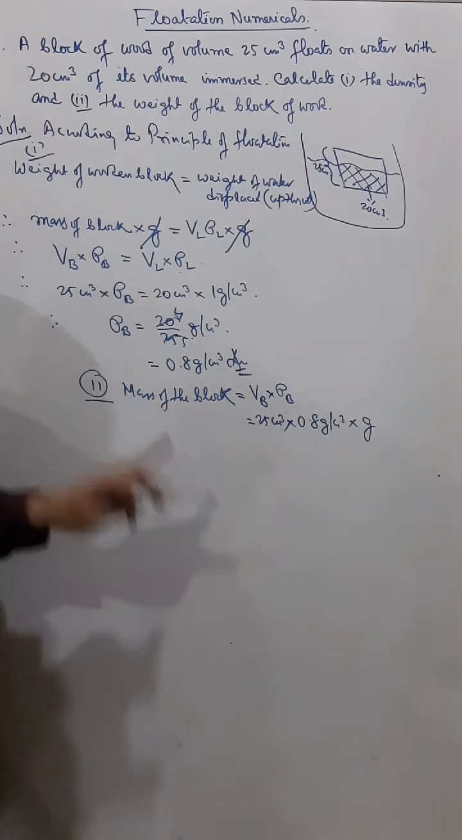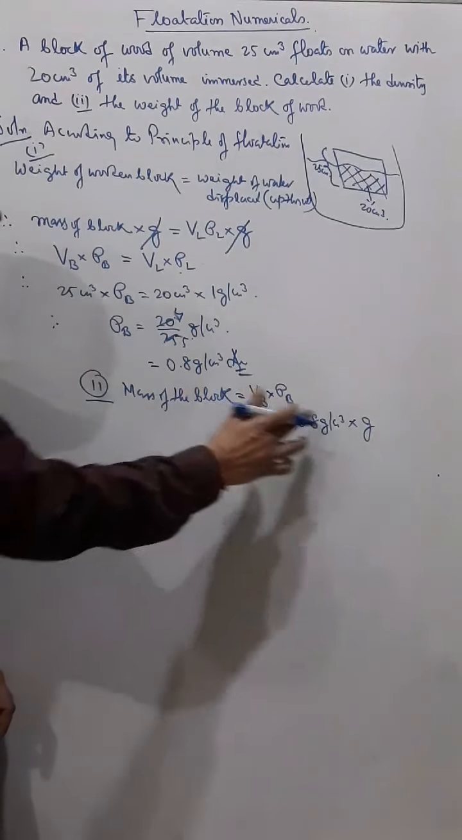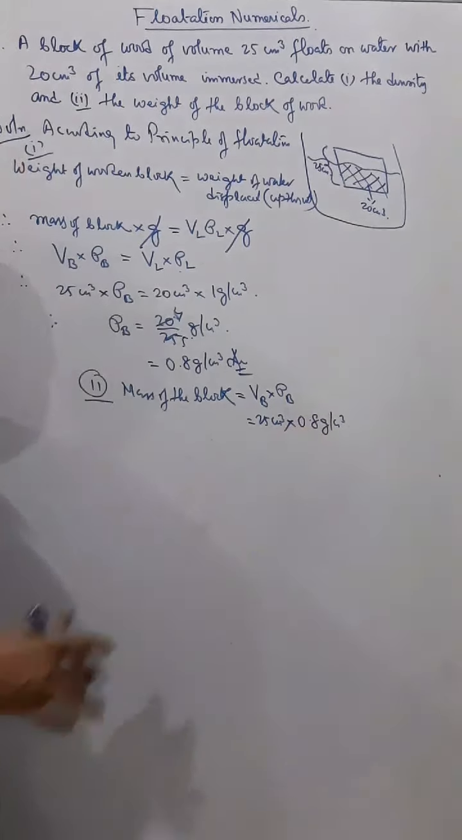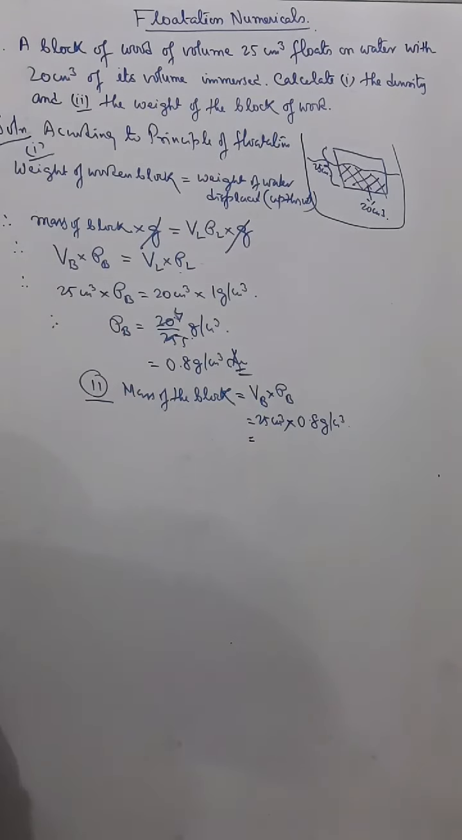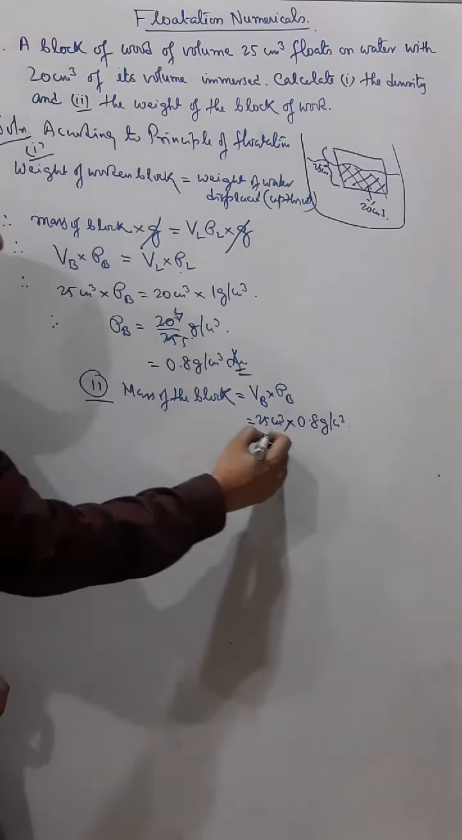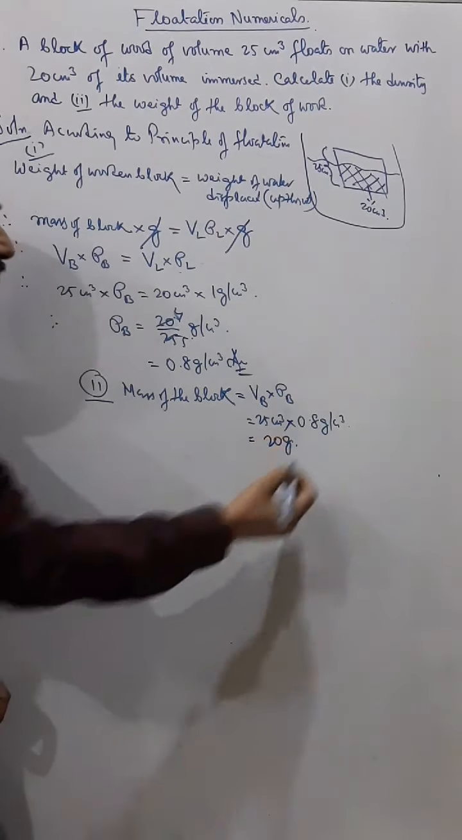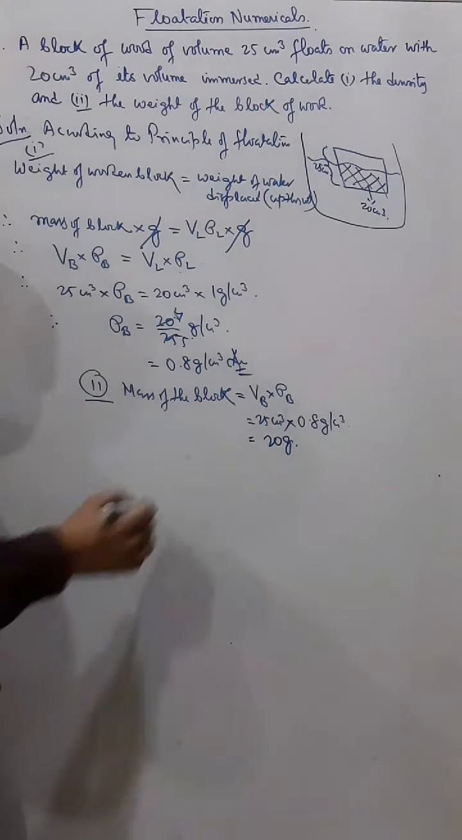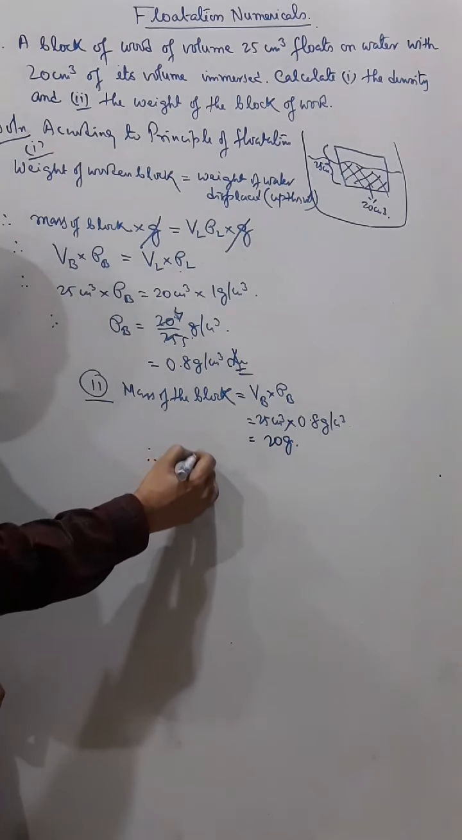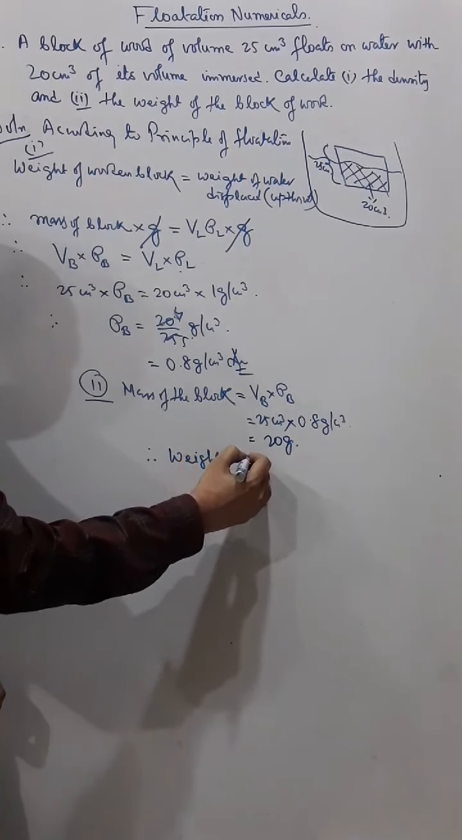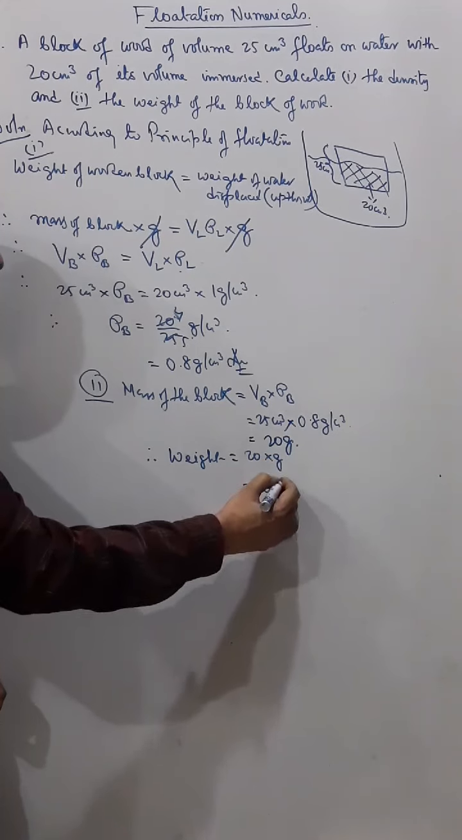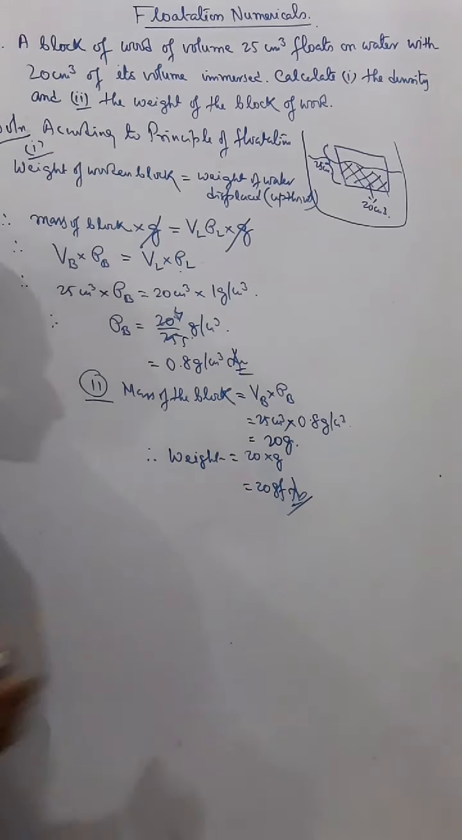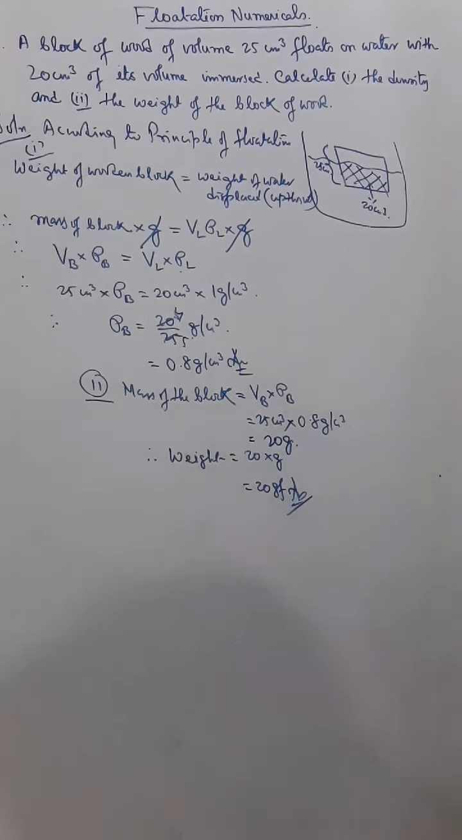The only difference is that I will put, in fact that is mass, I have not written weight now. So 25 into 0.8, we have 20 gram, that is the mass of the block, and weight is equal to 20 into g, so we can say it is 20 gf. Okay, so that is the weight of the block.